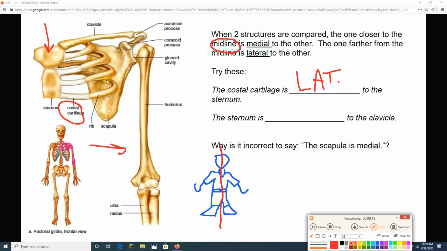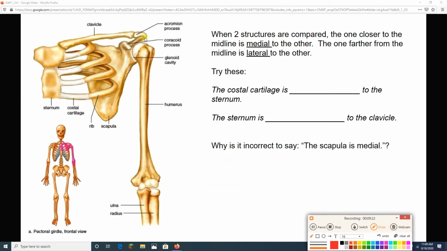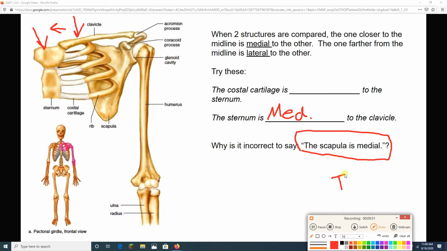Now, let's do another one. Let's compare the sternum, so there's our sternum again, to our collarbone, which is the clavicle. Well, the sternum is more to the inside. So, if the sternum is more to the inside, the sternum is medial to the clavicle. Now, bear in mind, we would never just say the scapula is medial. We would never say anything is medial and just stop. It always has to be medial or lateral to something.